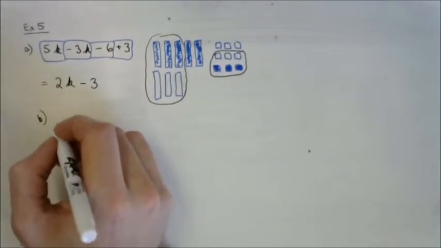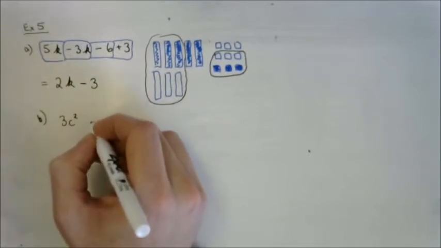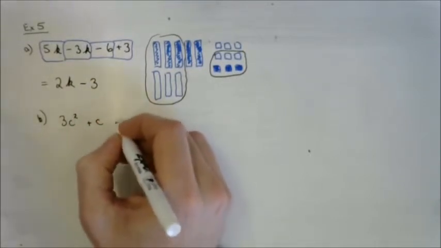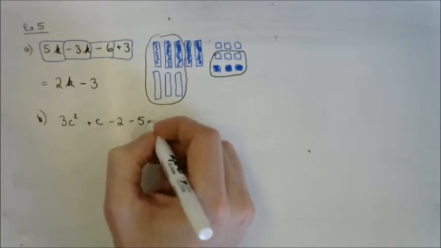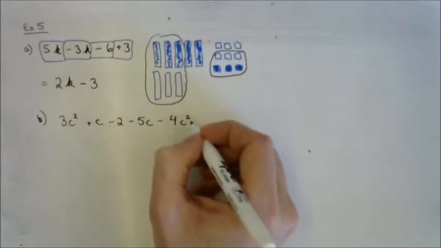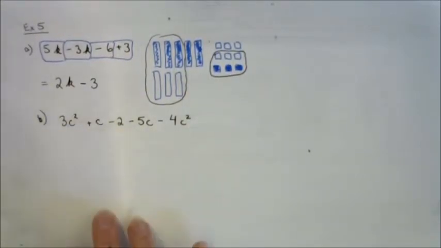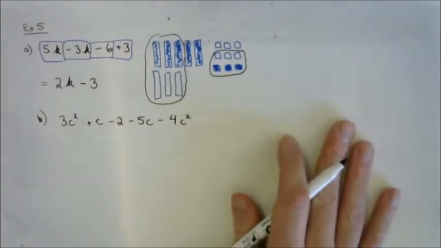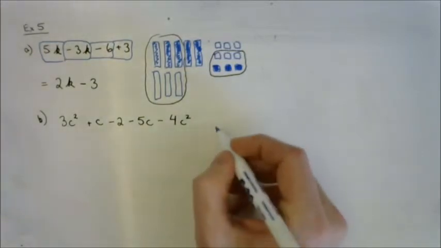B. The expression is 3c squared plus c minus 2 minus 5c minus 4c squared. Leave the space directly underneath blank and make sure you draw your tiles off to the right, okay, because I'm going to show one extra step here. So go ahead and draw it out.